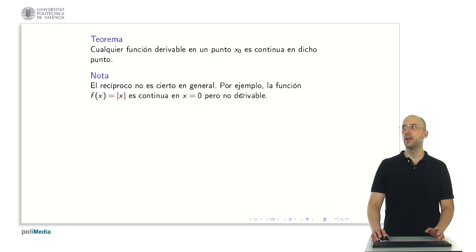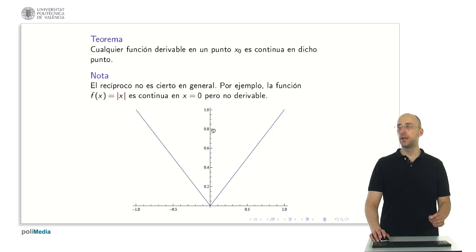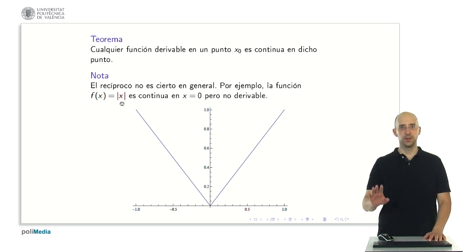For instance, consider the function f of x equal to the absolute value of x, which is continuous at x equals 0 but lacks differentiability. What does the graphical representation of this function look like? It's the graph with this peak right here. As a reminder, the modulus of x behaves as x when x is positive and as minus x when x is negative. Why do we define it in such a peculiar way? It may seem unusual. When x is positive, we simply leave it as is.